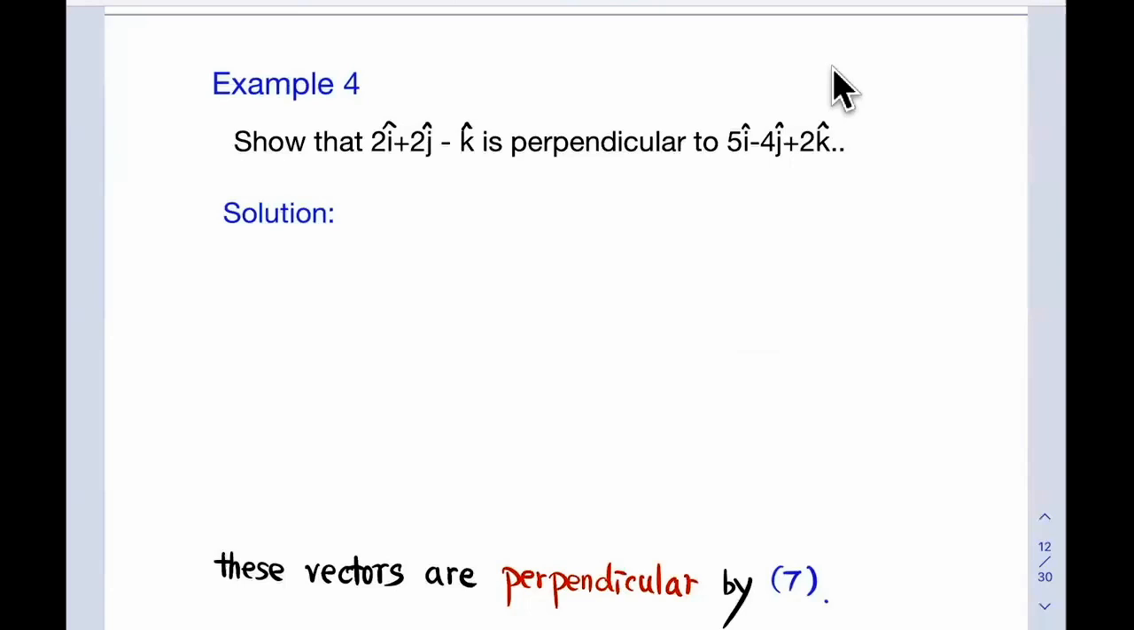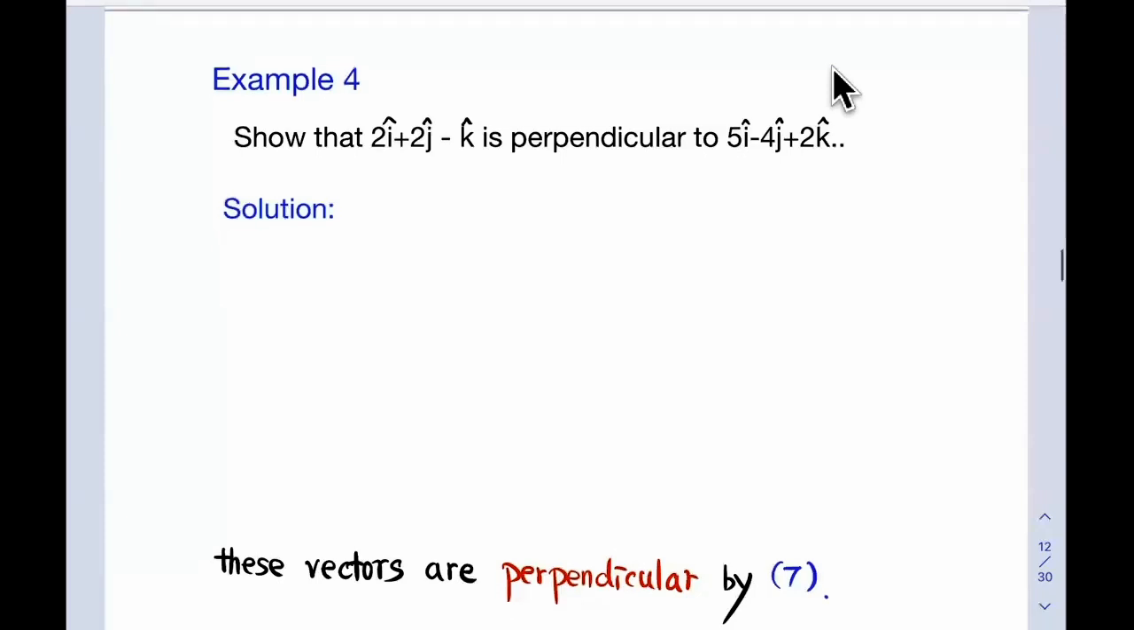All right, the next example, Example 4: we're going to show that this vector is perpendicular to this vector. Any idea how we can prove this? How can we prove the two vectors are perpendicular, or orthogonal? Yes, we just said that: two vectors are orthogonal if and only if their dot product is equal to 0. So let's find the dot product.